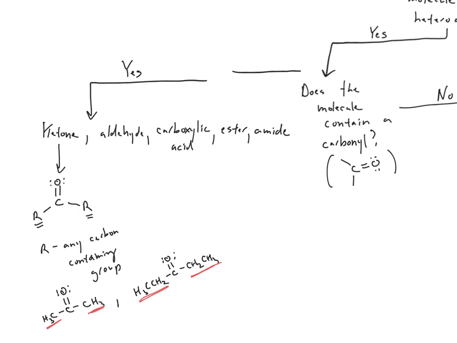An aldehyde is similar, but instead of 2 R groups on either side, it only has 1. You have a hydrogen atom instead of an R group, so a single hydrogen atom. Aldehydes are usually at the end of a molecule, just meaning one end of it or the other.